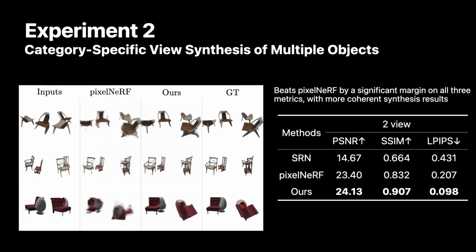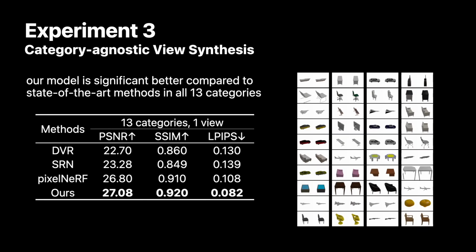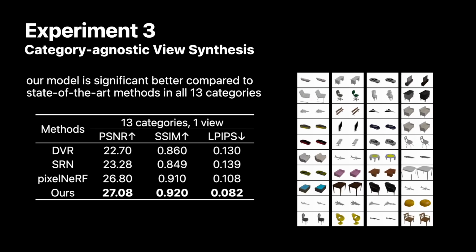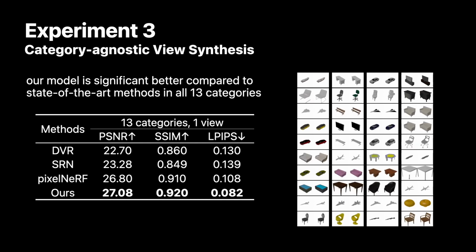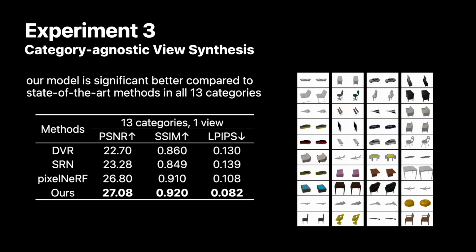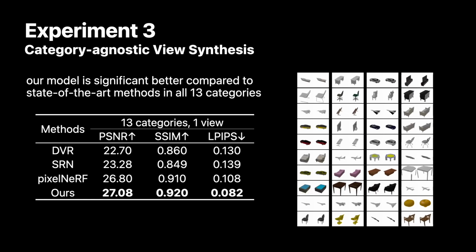Here, we show the experiments of multiple objects novel view synthesis. Our method beats PixelNeRF by a significant margin in both qualitative results and quantitative evaluation. We are able to generate a more coherent synthesis given two source views as input. Furthermore, we demonstrate the effectiveness of our method by training a single model to do view synthesis for objects from 13 different categories. It is significantly better compared to baseline methods in all 13 categories.